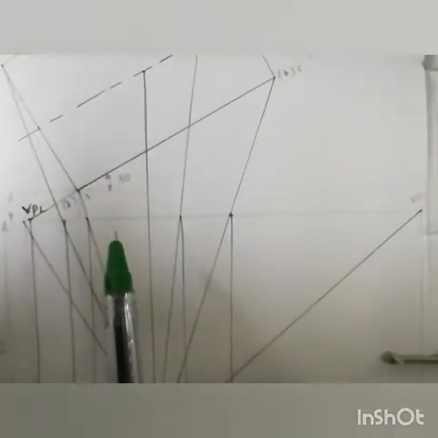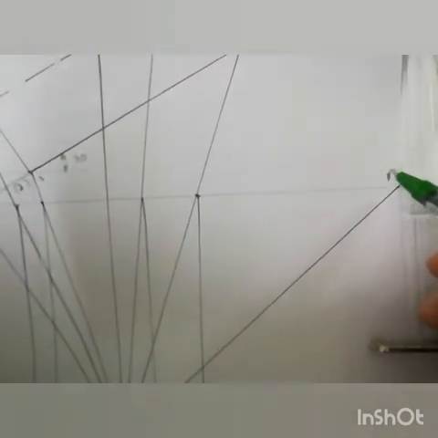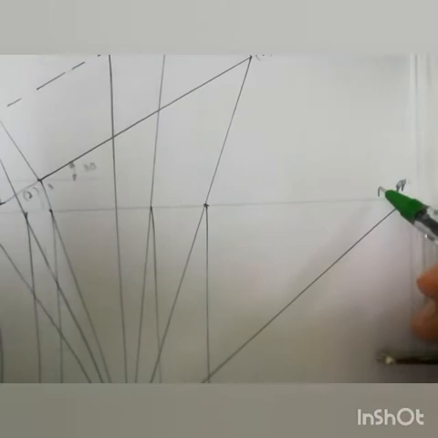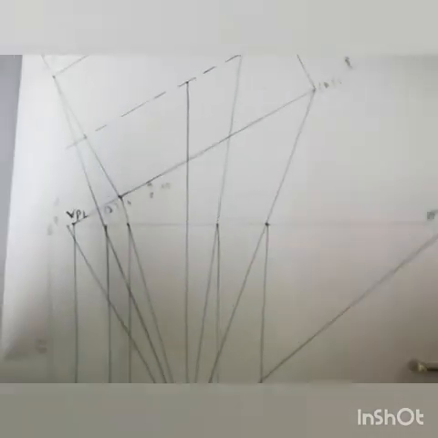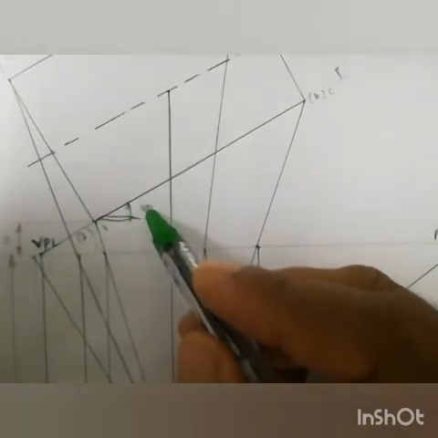So this is the picture plane. This line is the picture plane. Now it makes an angle. The longer edge is making an angle of 30 degrees.